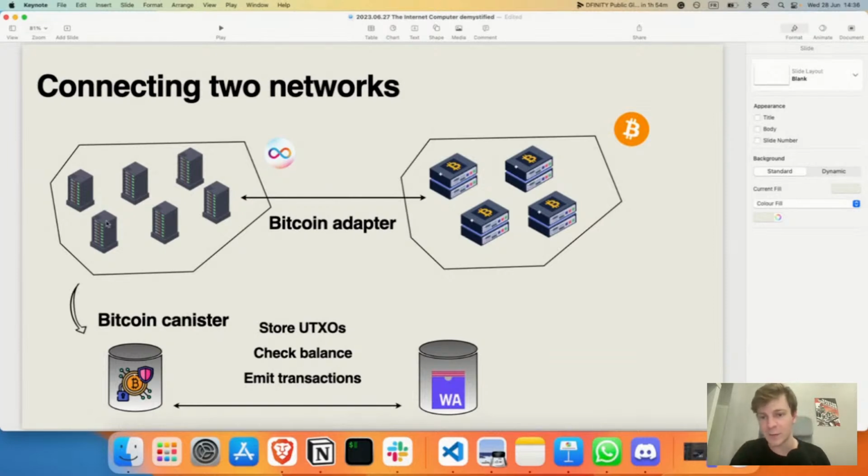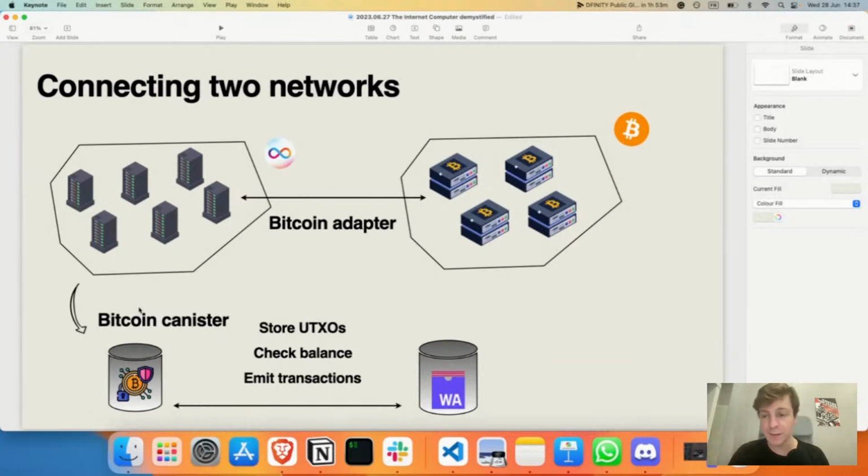The Bitcoin subnet is responsible for creating the Bitcoin canister, which you can see here. And the Bitcoin canister is essentially a blockchain within the blockchain. You store all the UTXOs, so those are the transactions of the Bitcoin network. You keep the balance of all addresses, and you are also able to emit transactions from this canister.